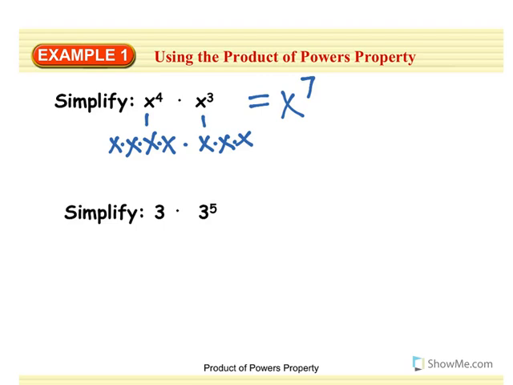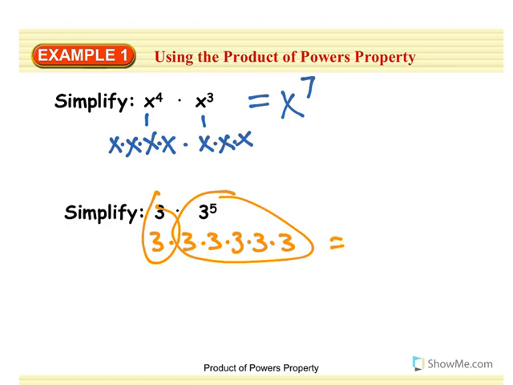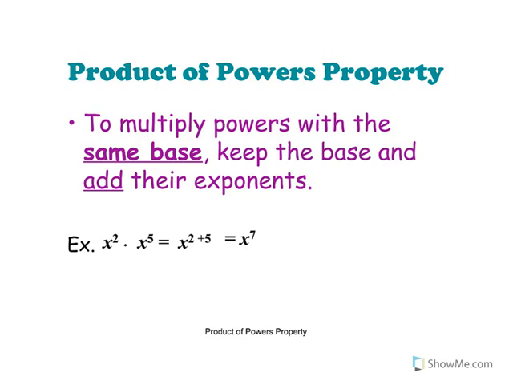And I can do the same thing numerically. I've got 3 times 3 to the fifth, which is 5 powers of 3. So I've got 1 3, and I've got 5 more 3s. Altogether, I have 6 powers of 3. And we should also be able to make the connection that 3 without an exponent is really an exponent of 1. So I'd say this is pretty good evidence that we should be keeping the base and adding the powers when we multiply powers of the same base.